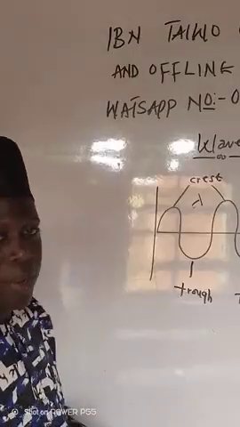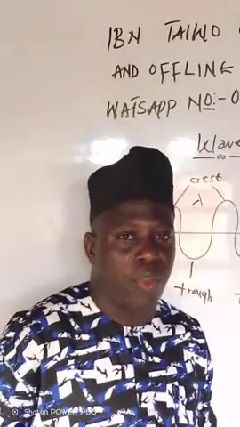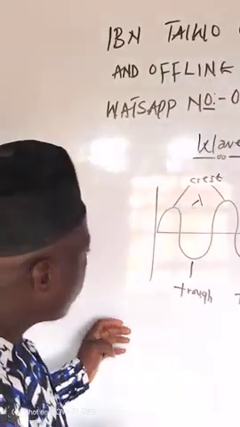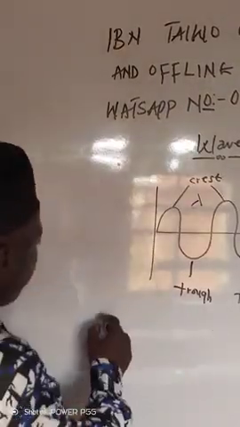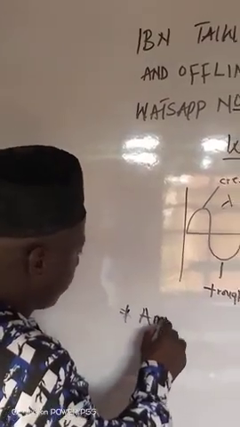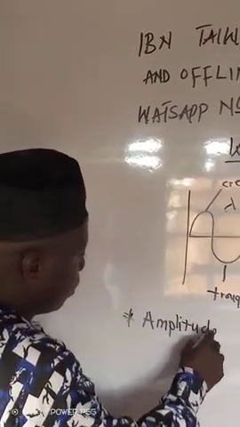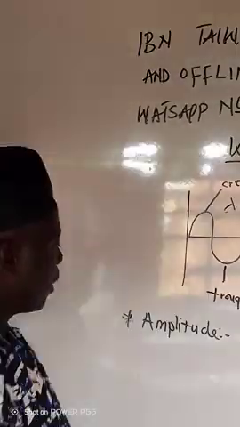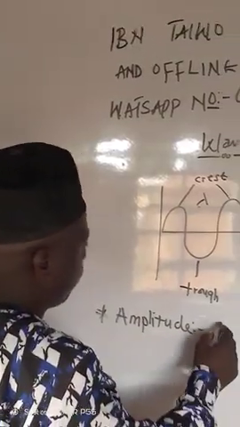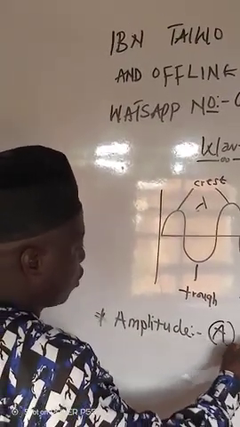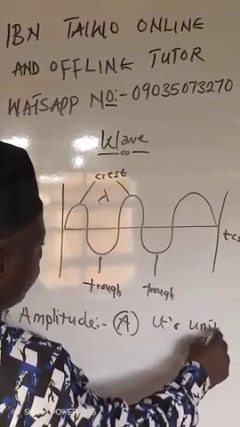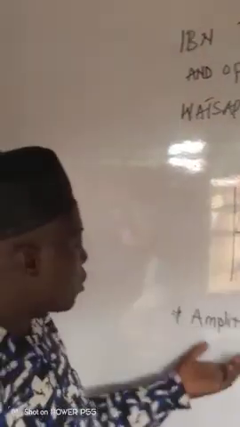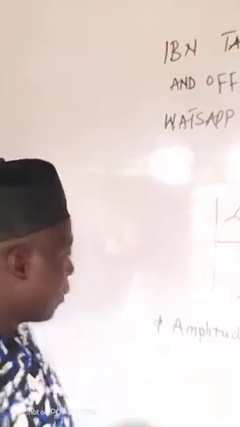Now let's talk about the terminology used in describing a wave. We have different terminology which we use to describe a wave. The first one is amplitude. Note it. Amplitude is the maximum displacement. The symbol to represent amplitude is capital letter A. Its unit is meter. The unit of amplitude is meter.